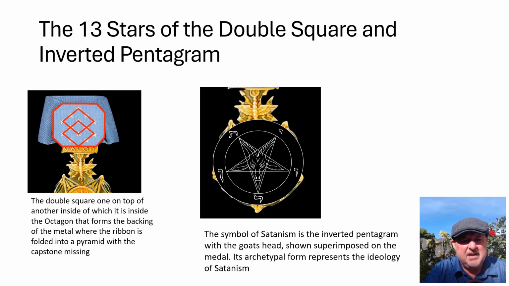The inverted pentagram with the goat's head is one of the main symbols or emblems of Satanism. This is an archetypal form, and it is the shape that represents the whole ideology of Satanism, and that is their way of being in the world, represented by the trapezoid. This military medal of valor is packed full of dark occult symbolism, and people have no idea.